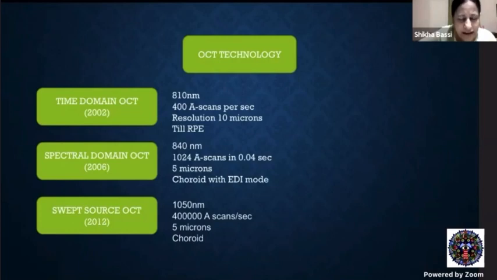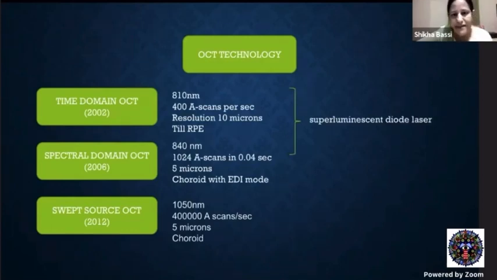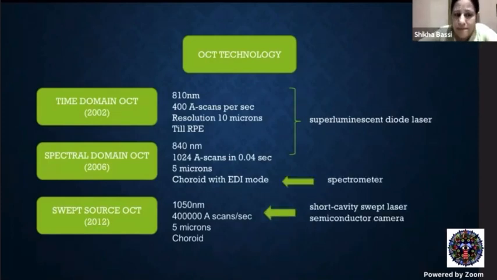So what's the advantage of this light source, which is not visible to the eye, and getting the faster scans? We can avoid the motion artifacts. You can do it very fast. Now, in time domain OCT and spectral domain OCT, superluminescent diode laser is used as compared to swept source OCT, where short cavity swept laser is used. In spectral domain OCT, the image is captured by a spectrometer, and in swept source OCT, a semiconductor camera is used.